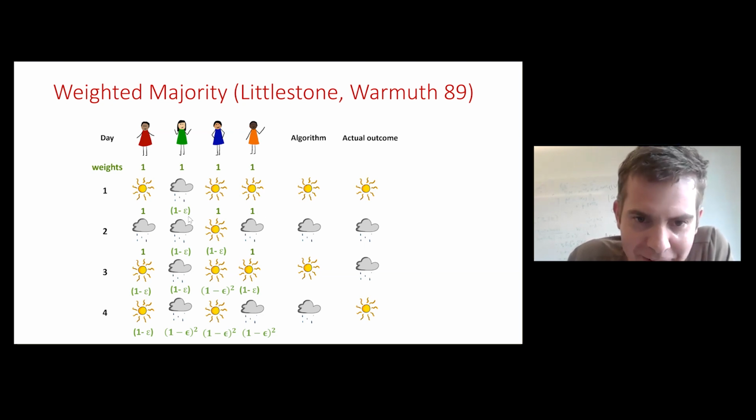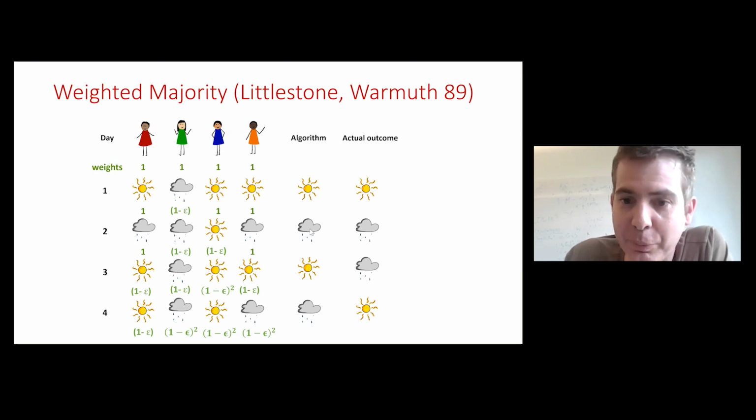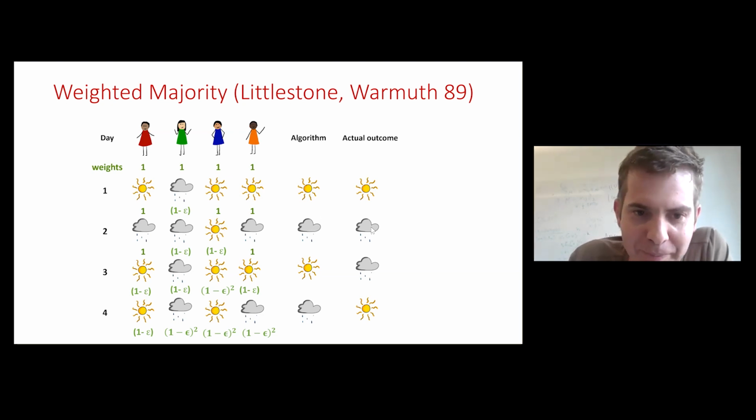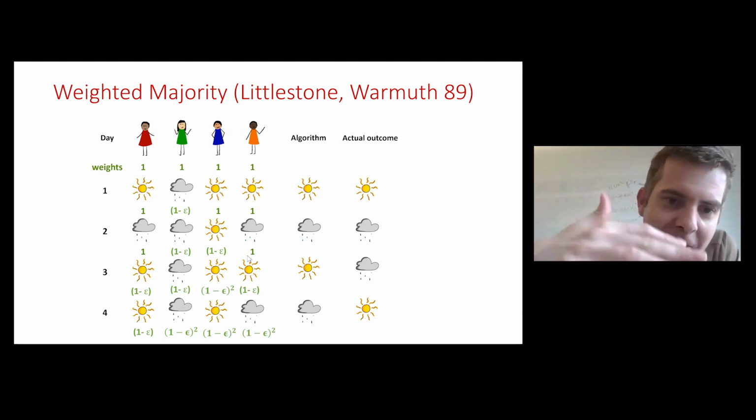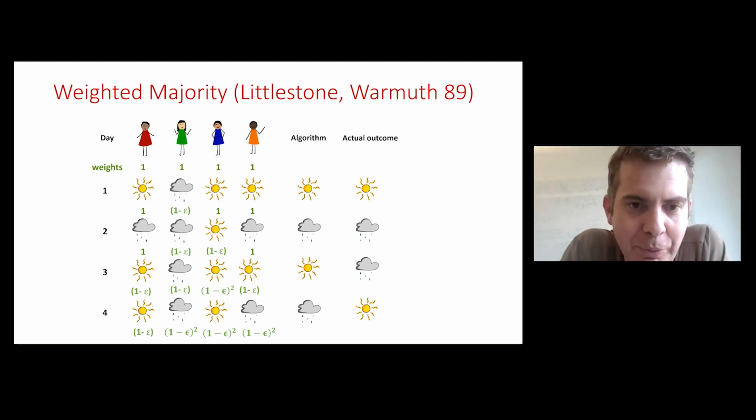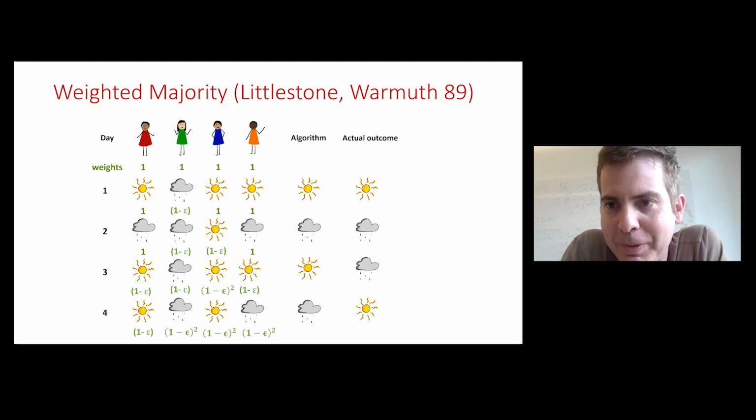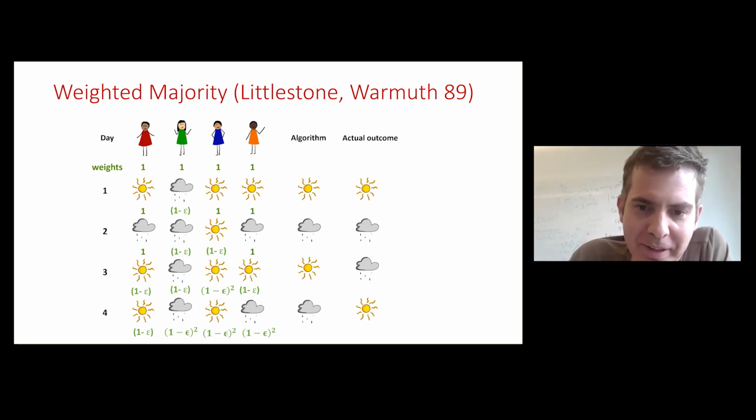On the second day, I again take the weighted majority, and I see that Rainy has weight in total 3 minus epsilon versus 1 for Sunny. So I predict Rainy. I get the right answer. And then this third expert had it wrong, so I downweight their importance, and so on. So I'm maintaining a weight for each expert. A higher weight indicates that the expert is more reliable or more accurate. And that's the weighted majority algorithm, a classic algorithm.